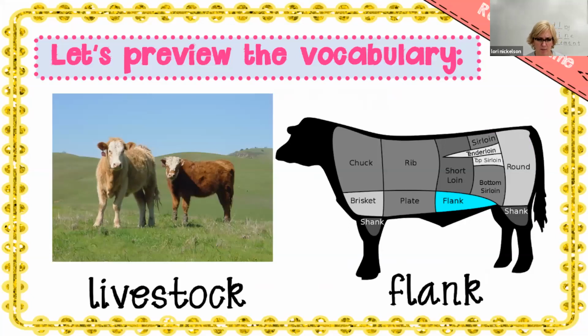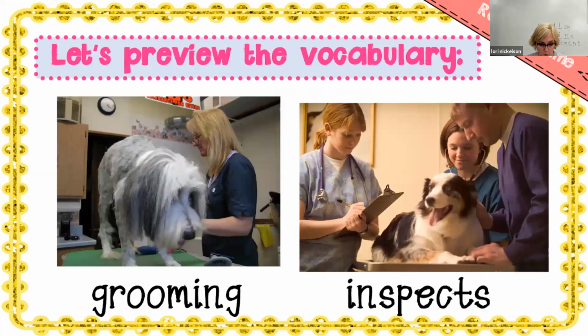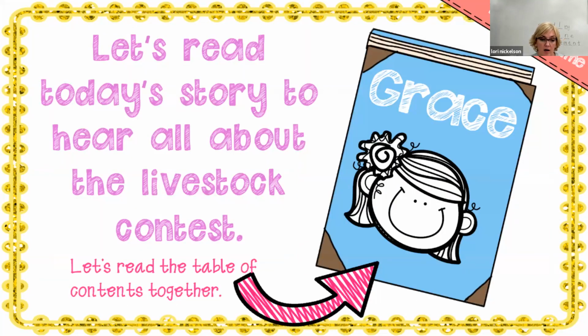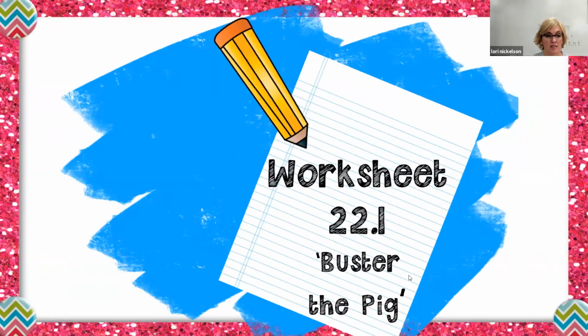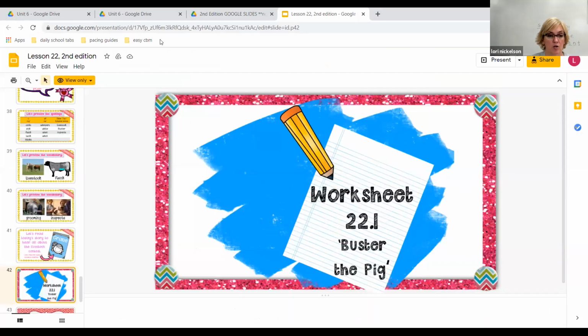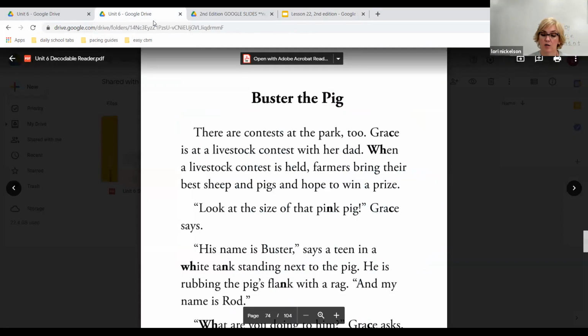So let's preview some vocabulary. We have livestock. Livestock is farm animals such as cows, pigs, and horses. Flank is a side of some animal. Grooming means cleaning and caring for an animal to make them neat and attractive. Inspects means to closely examine something. So today we're going to read about the livestock contest. So let's go on over to our story and then we'll head over into our questioning.